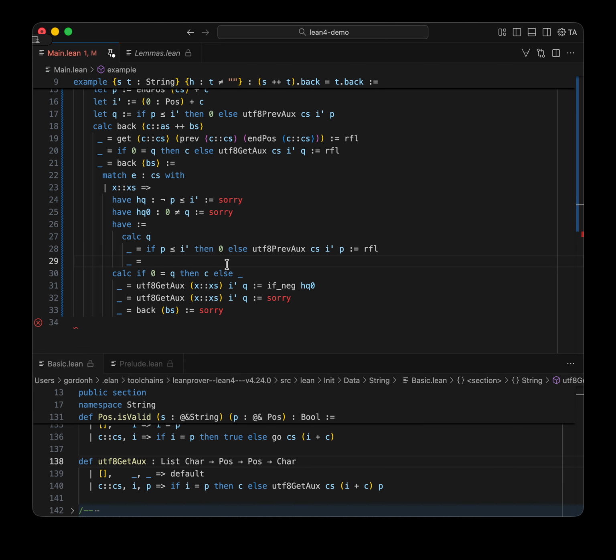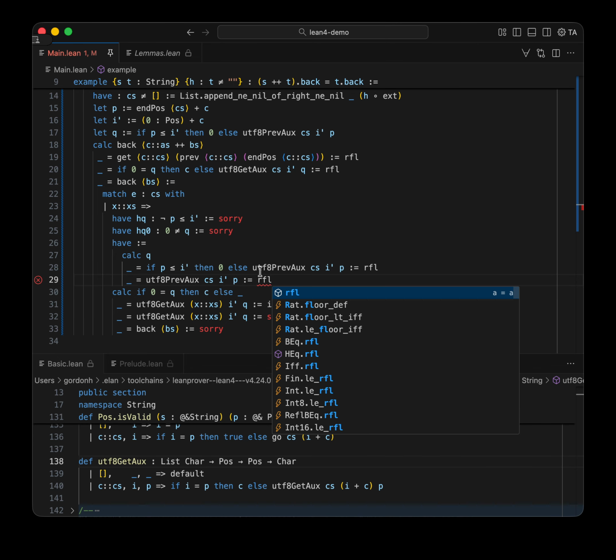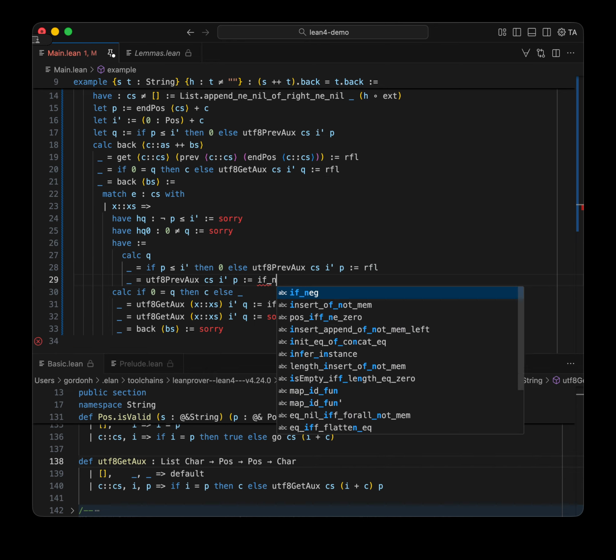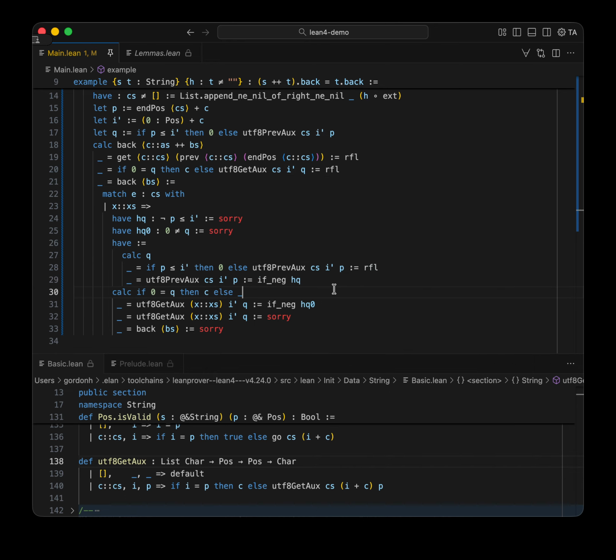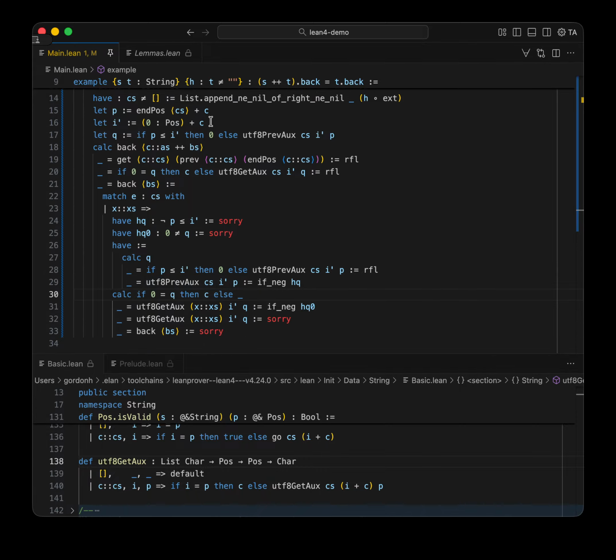P less than I prime. We know that this is false, meaning that it will take this. So this is not that trivial. How can we be sure that this is not zero as well? We need a further cleanup. Anyway, for the time being, let's just keep on going if neg HQ. What is I prime plus C?